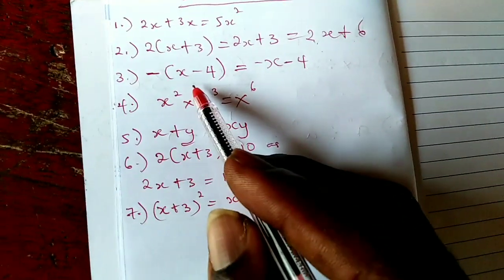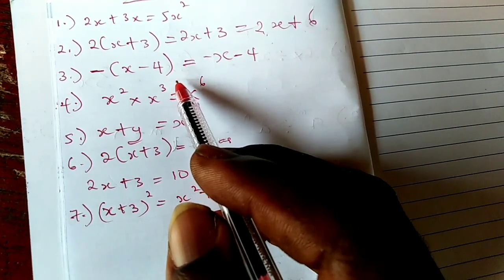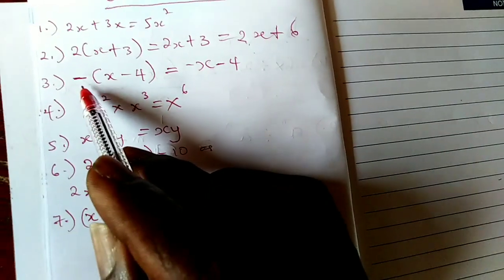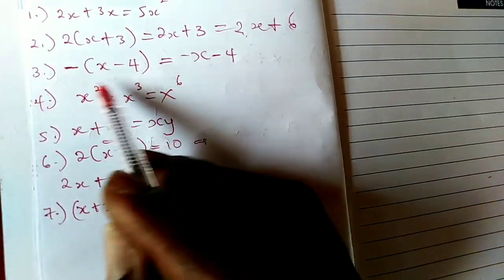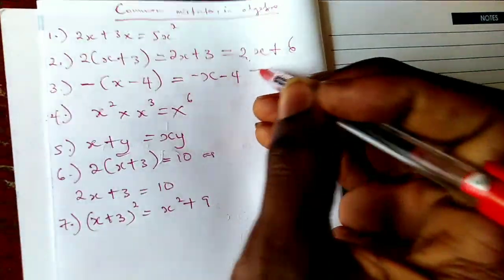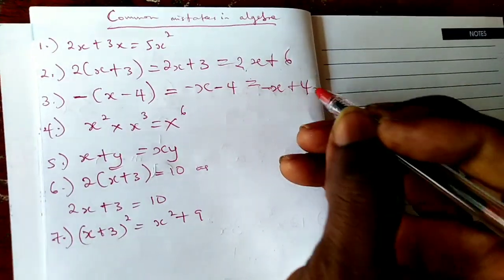For this other one, minus bracket x minus 4. The sign rule, minus times x will give us minus x. That is correct. But for the other side, minus times minus will give us plus. So that's where it is wrong. The correct thing is minus x plus 4.